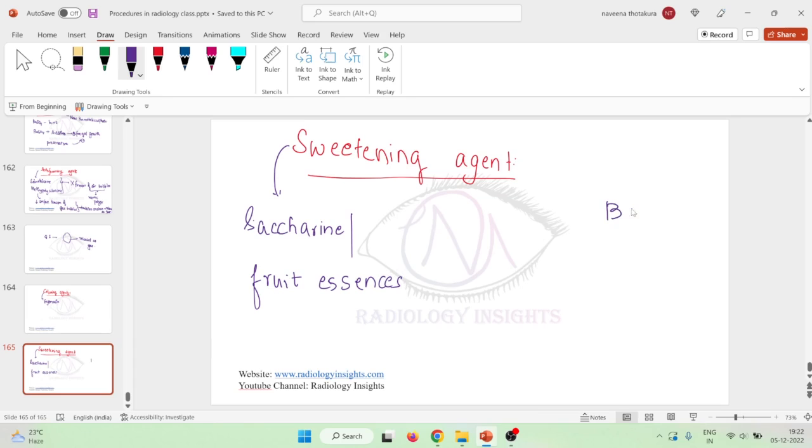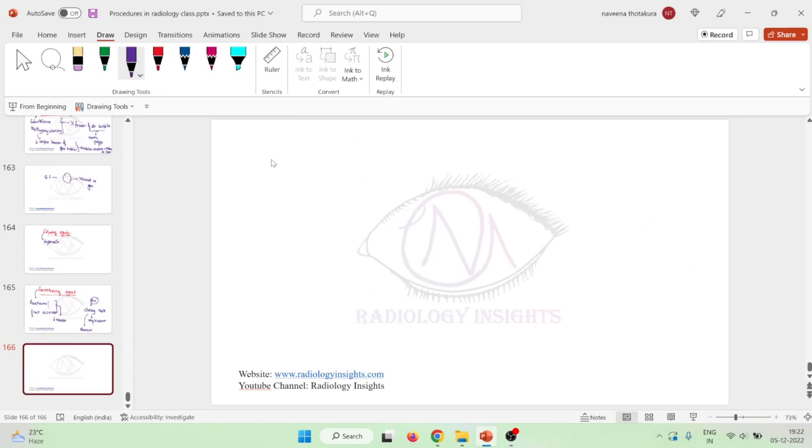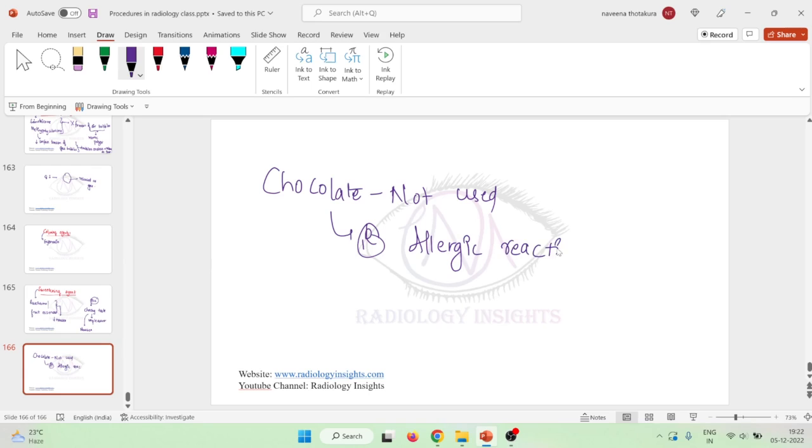If you see, barium has a chalky taste. This chalky taste is unpleasant, and it can result in nausea in the patient. So saccharin or fruit juices decrease the nausea. And one more thing, chocolate is not commonly used as a sweetening agent. Chocolate can be used, but the reason it is not is that it can result in allergic reaction. So to prevent that, we do not normally use chocolate as sweetening agent.